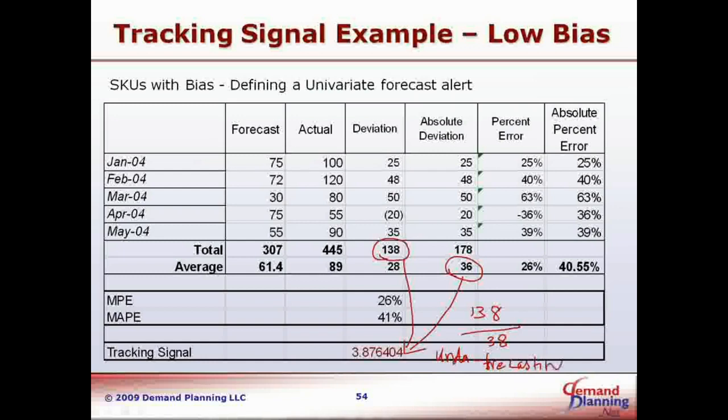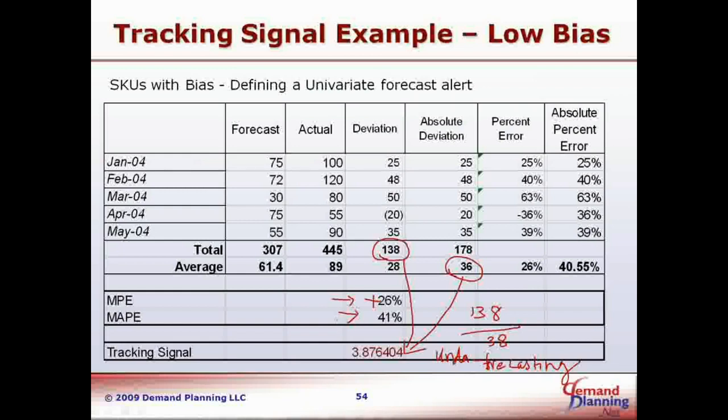Okay. So now under forecasting can also be caught using this MPE and MAPE. Look at this. The MPE is 26%, MAPE is 41%, and that results in an under forecasting bias, right? Because this number is positive, and positive means under forecasting. So you have a 26 and a 41%.